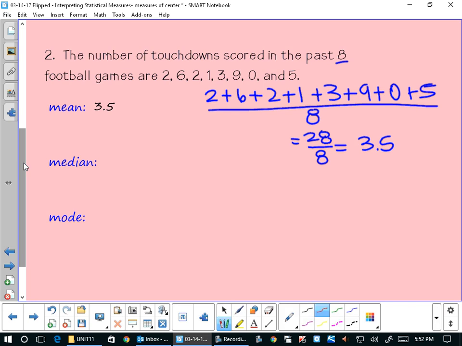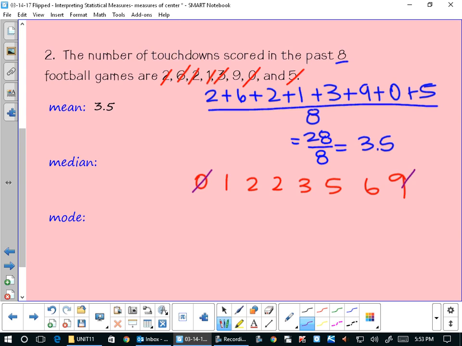All right, let's put them in order from least to greatest to find the median. Now this 0 still counts as a data point, doesn't it? It's the smallest, then we have a 1. Looks like we have 2 2s, 3, 5, 6, and 9. Right? 1, 2, 3, 4, 5, 6, 7, 8, there are 8 points. So let's find the median, the middle number.